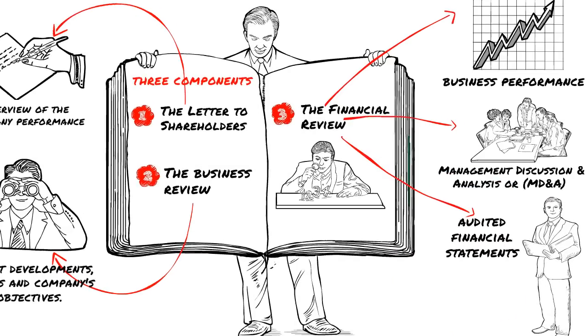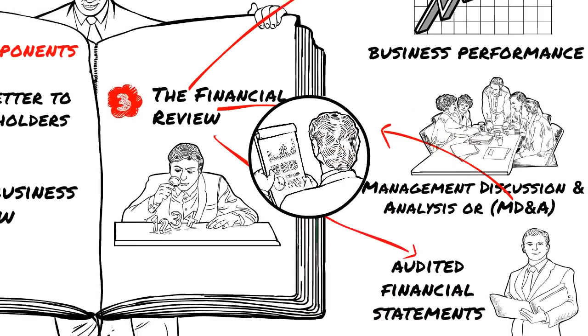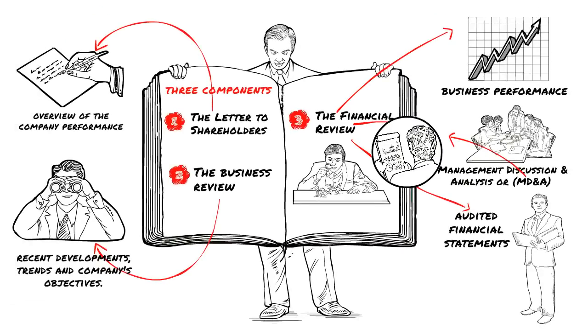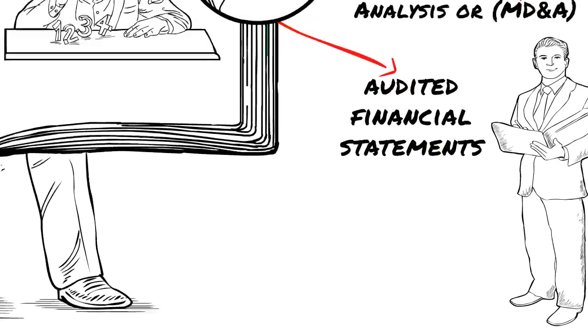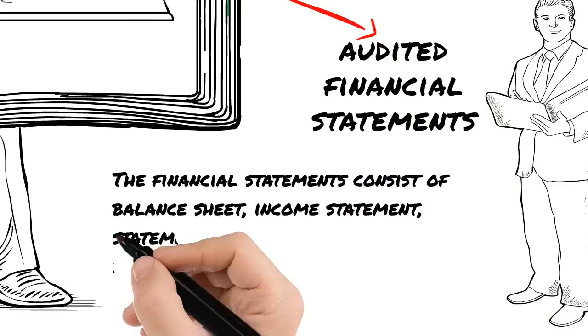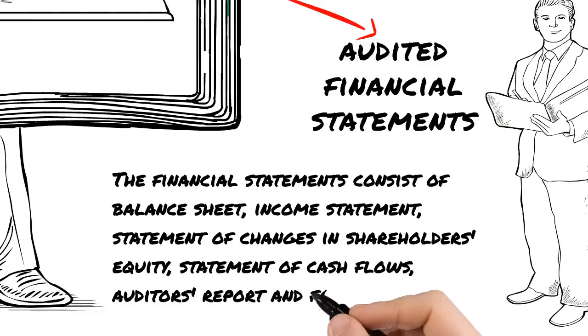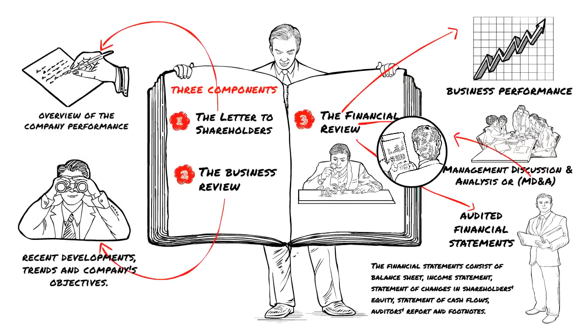financial information. In MD&A, significant changes, industrial trends, and macroeconomics are pointed out in narrative format or with charts and graphs. The financial statements consist of the balance sheet, income statement, statement of changes in shareholders' equity, statement of cash flows, auditor's report and footnotes.